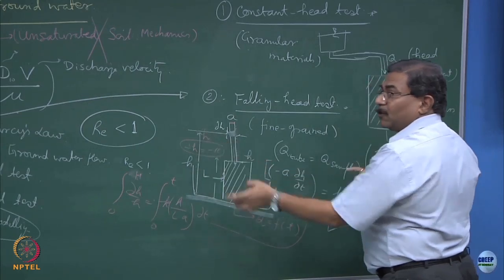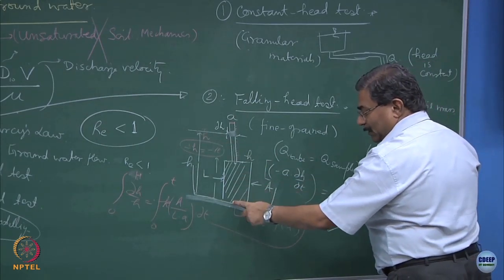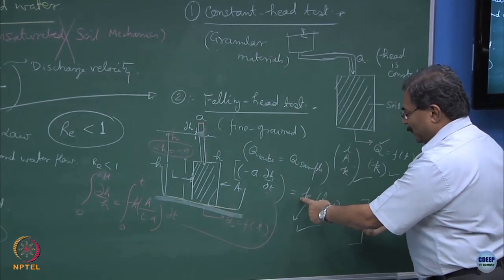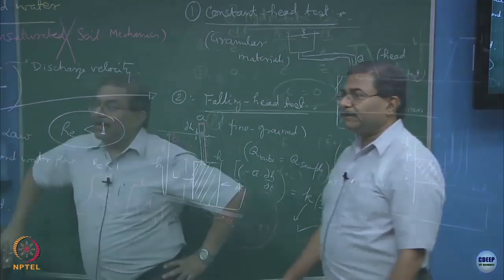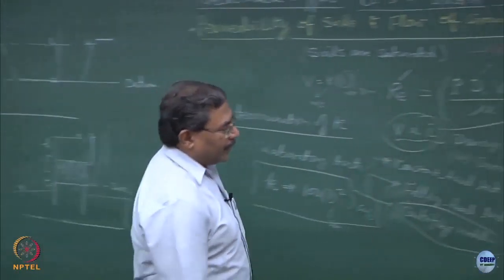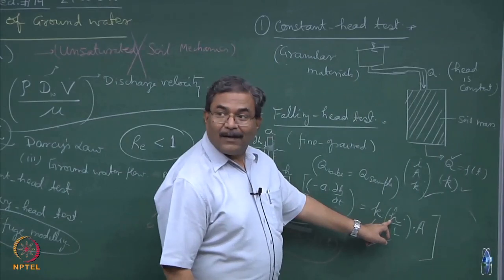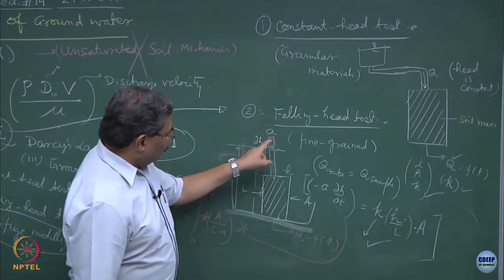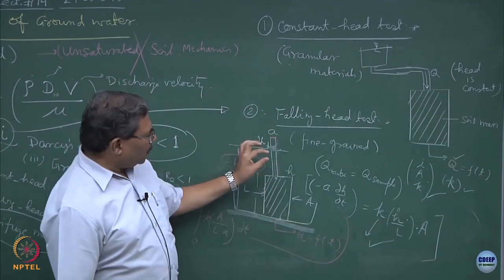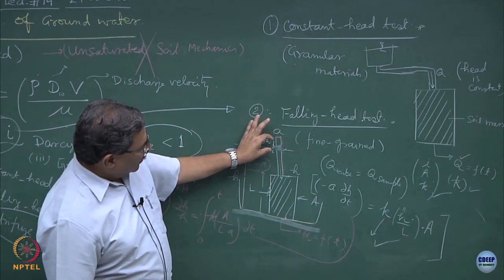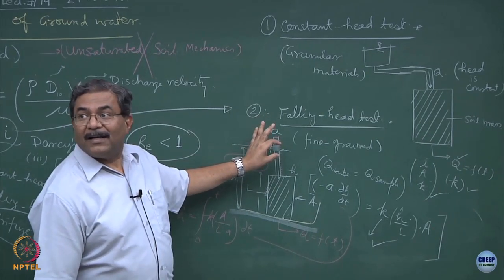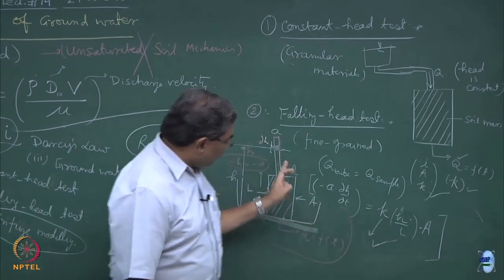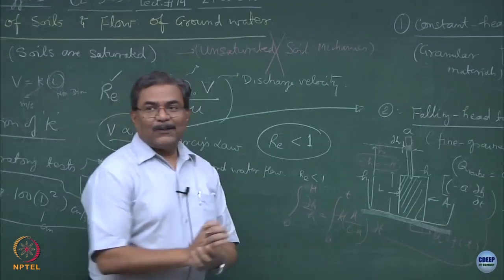And this H is also causing discharge to take place through the sample. So, this becomes your H by L, I, into K into area of cross section. H by L is the hydraulic gradient which is causing the flow to occur, because delta H of H is causing the flow to take place. A small change in the height of the water column is your velocity component. That is it, a small change in the H is also causing the hydraulic gradient which is acting on the sample all the time. So, now your question is what?